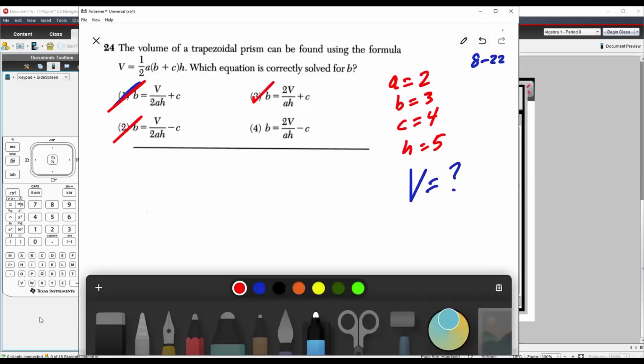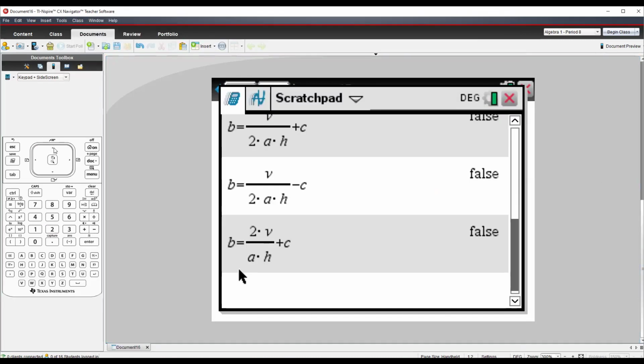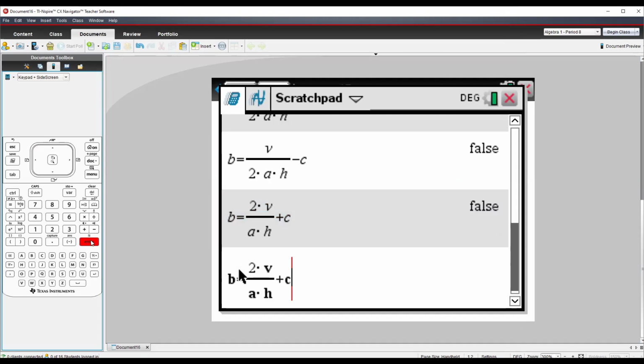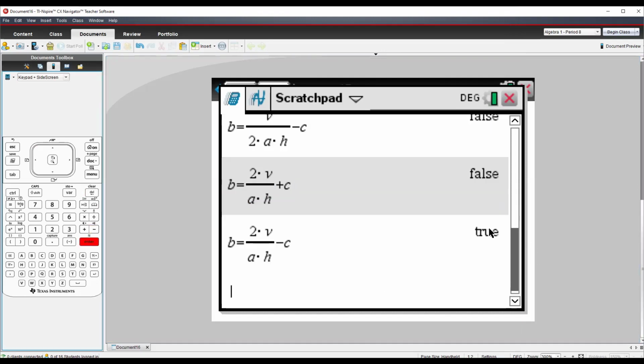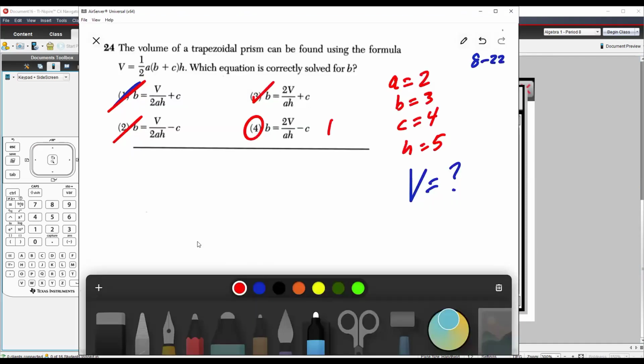But just to be sure, let's do it. I'm going to copy this, just highlight it, and then press enter. And I'm going to change the plus C to a minus C. And hopefully we get a true statement. We do. That's the answer. That's the one we're going to choose. That's the correct one. So basically, the one that gives us a true is what we're looking for. These gave me a false, a false, a false. This was the only one that gave me a true.